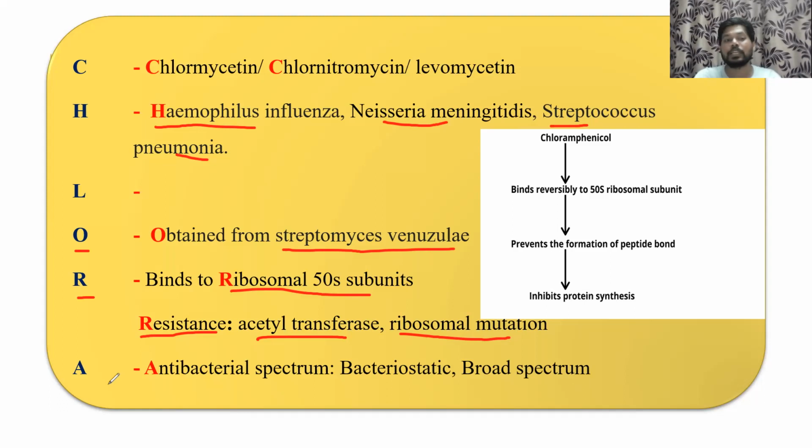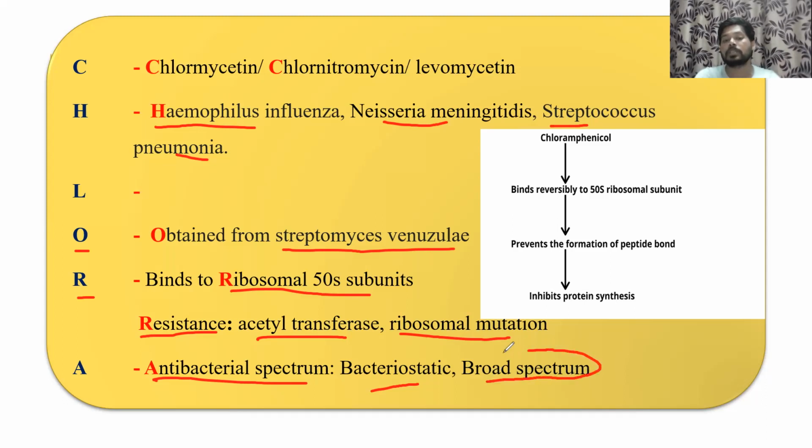And the next letter is A. Regarding A, antibacterial spectrum of chloramphenicol. I already told you chloramphenicol is generally bacteriostatic, but it shows bactericidal action against Haemophilus influenzae, Neisseria meningitidis, and Streptococcus pneumoniae. Generally it is bacteriostatic, just stops the growth of the organism, but it is broad spectrum.